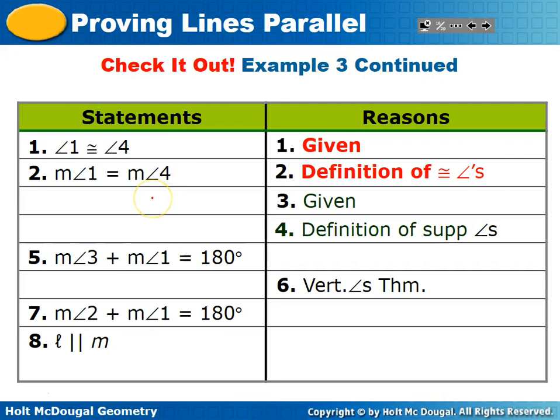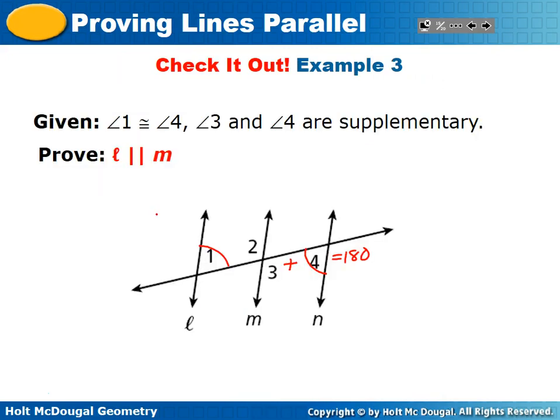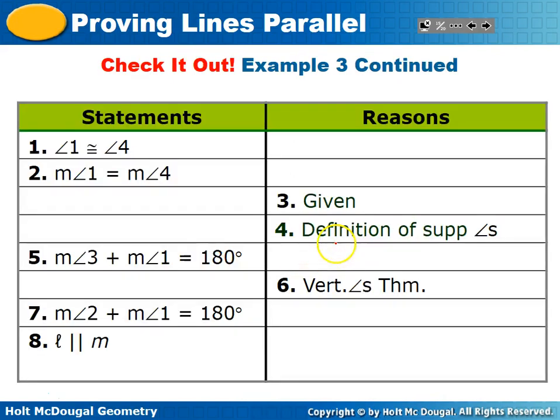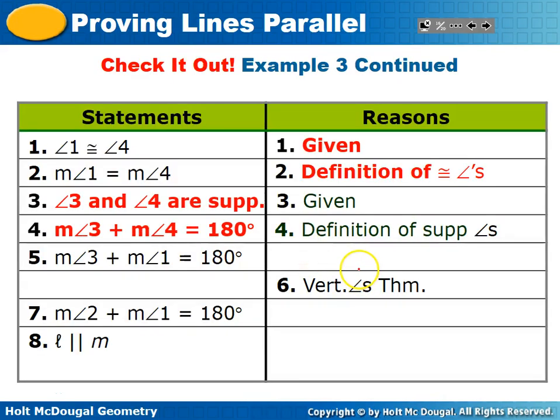Step 3 was given information, so the only piece of information we haven't put in here yet that was given was angle 3 and angle 4 are supplementary. Now, the definition of supplementary angles, I'm going to go back here to our drawing, is this. Angle 3 plus angle 4 equals 180. So that's what we're going to write there.